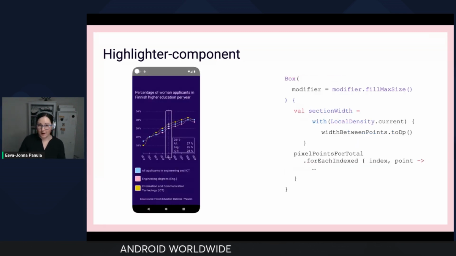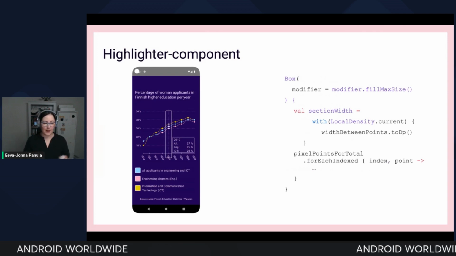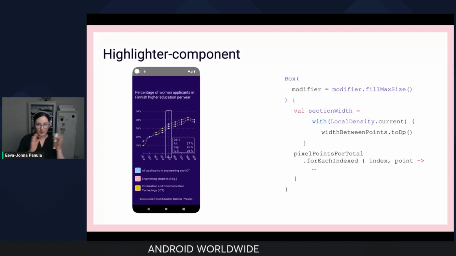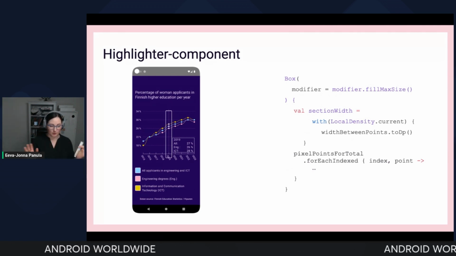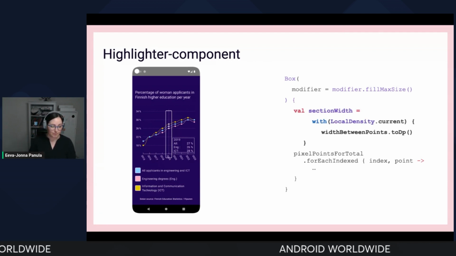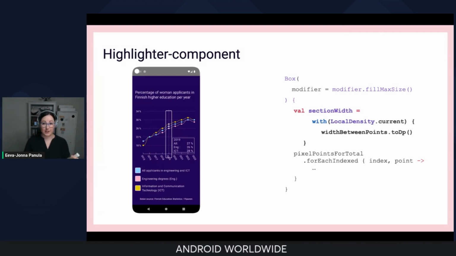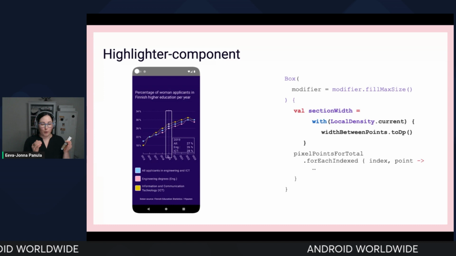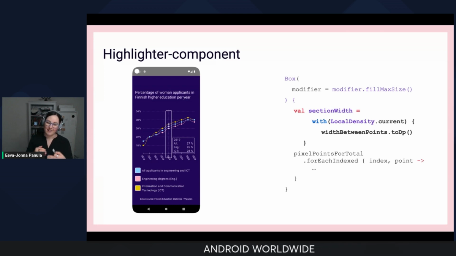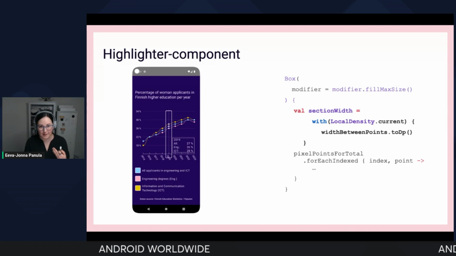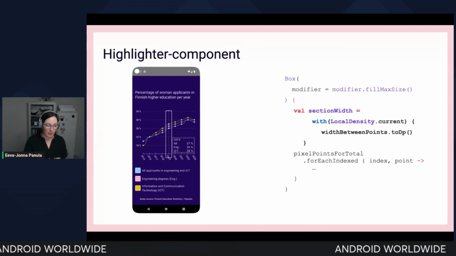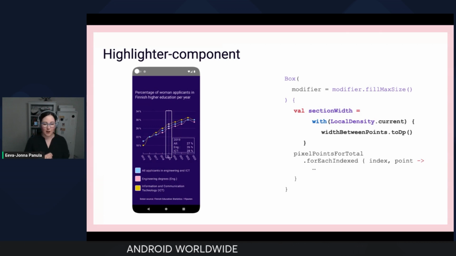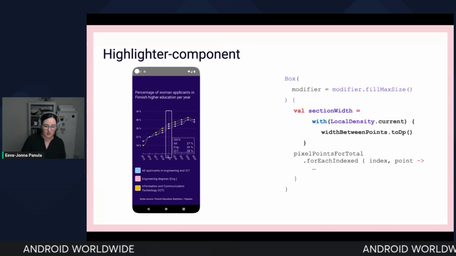Then we start defining things inside the highlighter component, and we are wrapping everything with a box that fills max size. So it wraps basically the whole canvas there. So it overlays that one. And then we calculate the width. I mentioned that we are using that for calculations later. Because we were passing it down as pixels, now we need it as density independent pixels because we need to support different screen sizes or screen densities. So we are just converting that to density independent pixels.